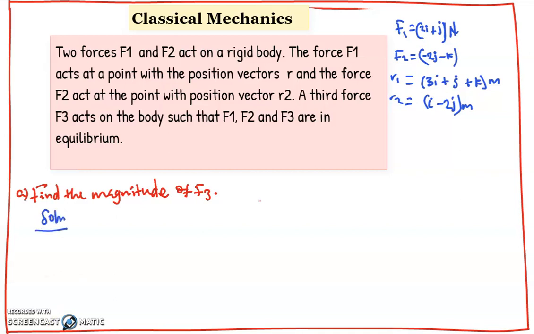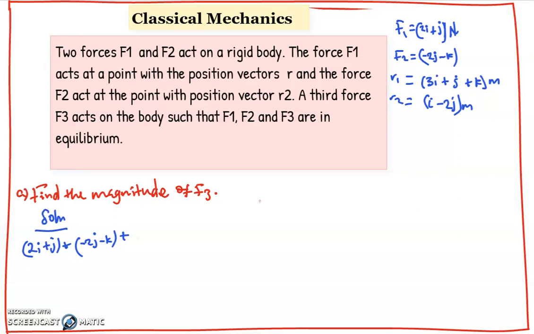Solution. We have 2i plus j, which is the first force. This is force number 1. We need to add this up plus the second force, which is negative 2j minus k. That is what we have.